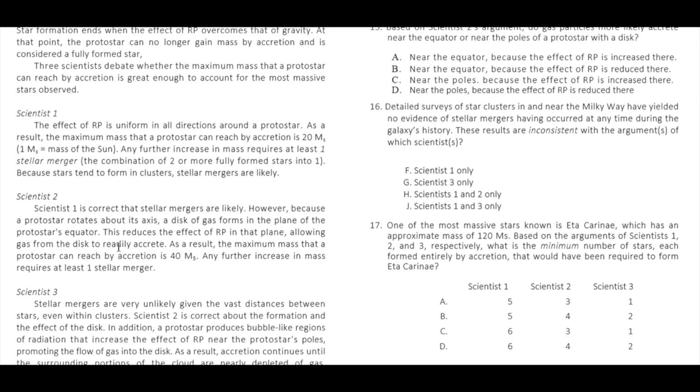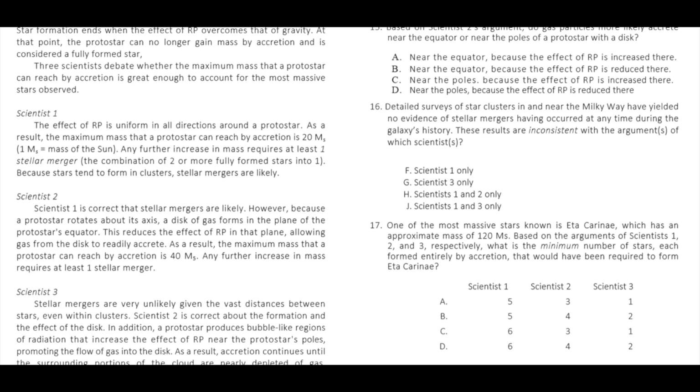Let's go and read the effects of RP. And the third sentence says, this reduces the effect of RP in that plane, allowing gas from the disk to readily accrete. Okay, so we know that the gas is near the equator, and the effects of RP are reduced. So let's go back to the options. We have A and B both near the equator, and then A is because the effect of RP is increased there, and B is the effect of RP is reduced there. And we know from the third sentence, this reduces the effect of RP, that B is the correct answer.